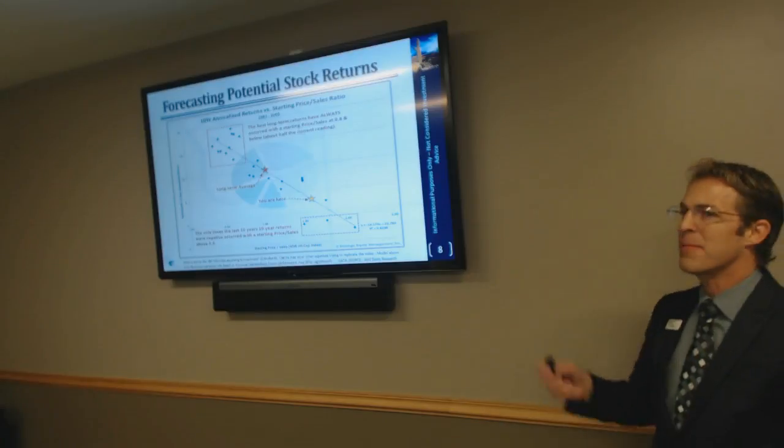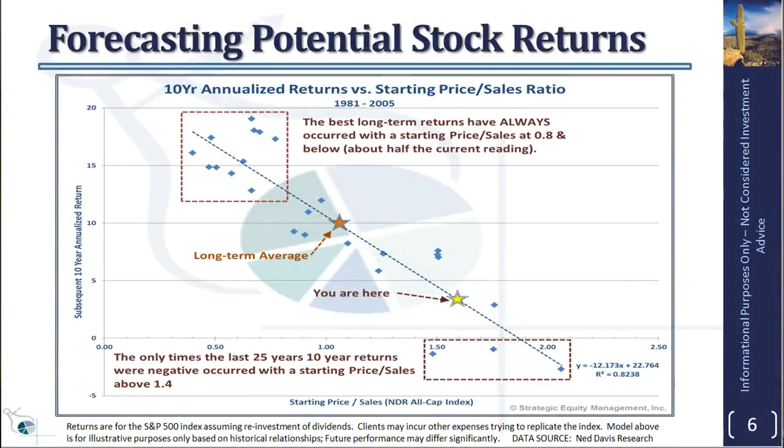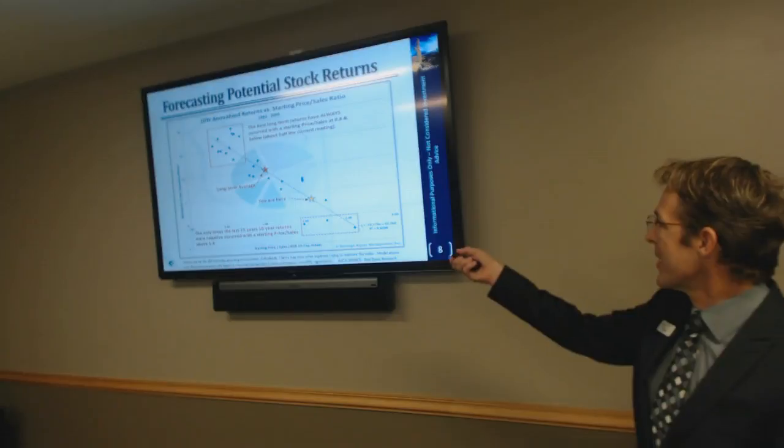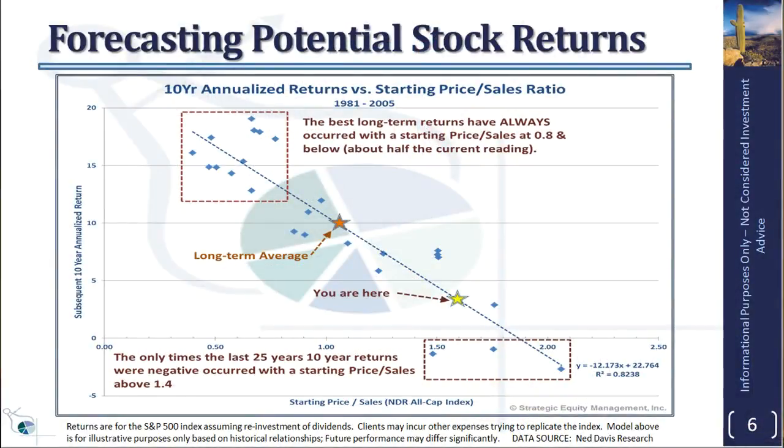So here's that same relationship. Again, your starting price to sales ratio, your expected returns over the long run. And again, same relationship. The higher the price to sales, the lower your long-term returns have been. You look at the average right there, 10%, price to sales right around 1. Where we're at today, we're looking at about a 1.6 price to sales, which tells us our long-term 10-year annualized returns are 2%.